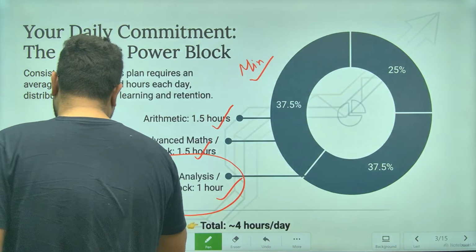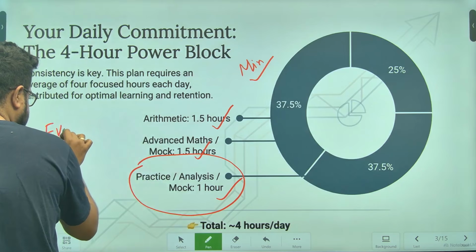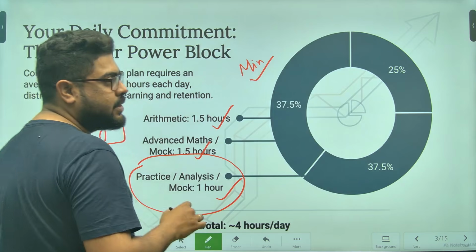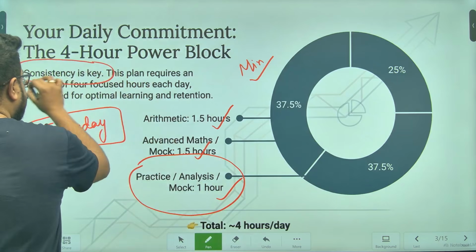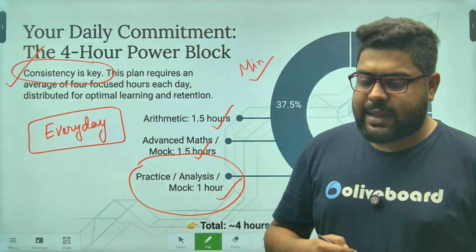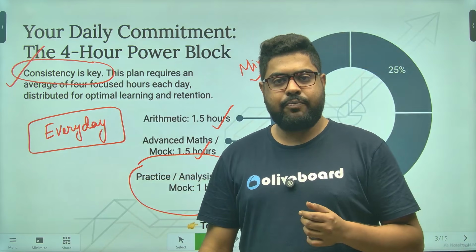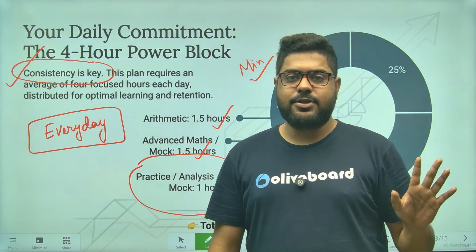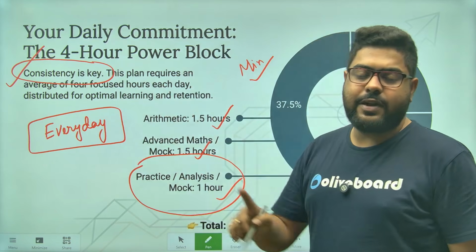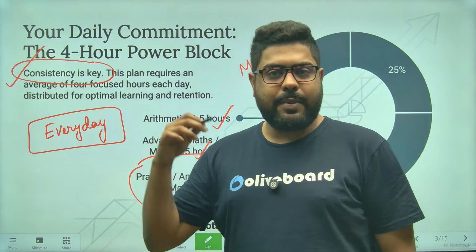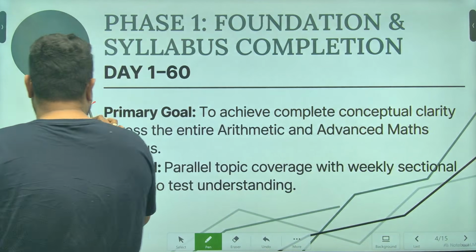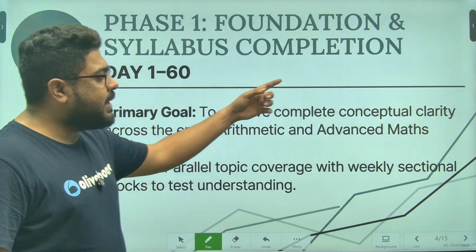But again remember, every day you have to do this, and every day is the keyword. Consistency is the key. It doesn't matter whether you are giving 3 mocks a day and then not giving mocks for, let's say, 3-4 days. I don't want that. I'm asking you to give 1 mock only, but do that every day for the upcoming 120 days. Right now, the primary goal, as I just told you, is to achieve complete conceptual clarity.